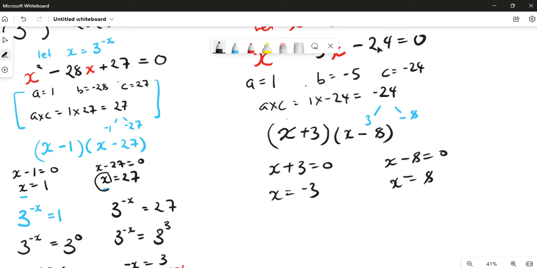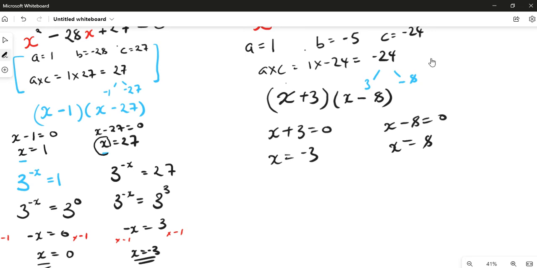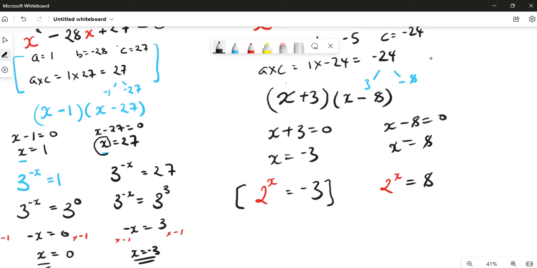Now remember, we substituted x, right? We said let x equal 2 to the power x. So we're going to substitute again. So 2 to the power x equals negative 3. Then we have 2 to the power x equals 8. Again, we're back to exponential equations with the unknown exponent. For this one, 2 to the power x equals negative 3, we cannot make both sides into similar bases. It is not possible. So this one will just end here.